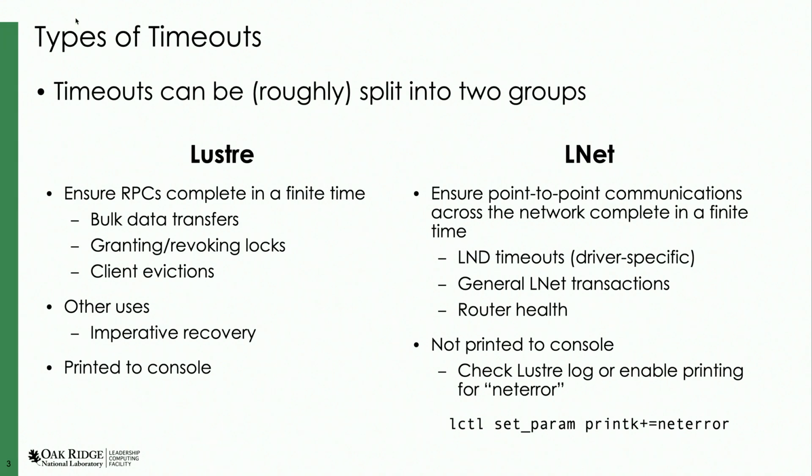The other group is timeouts that operate at the LNet layer. Those are primarily focused on ensuring point-to-point communications get completed in a finite amount of time. You have some that are LND specific timeouts that depend on the type of fabric you're running. You also have some that are more general LNet transaction related timeouts, and timeouts that are related to router health if you happen to run Lustre in a LNet routed environment. A lot of these timeouts are not necessarily printed to the console, and some of these have to be enabled by adding the net error, which you can do with something like lctl set_param printk.